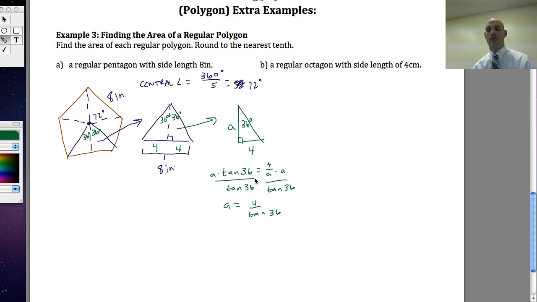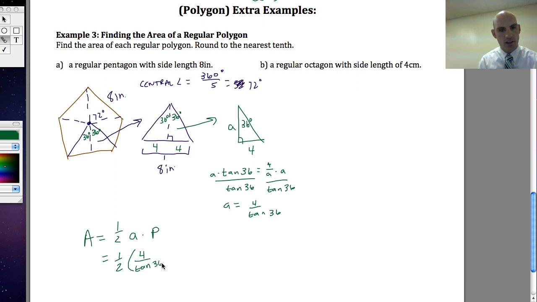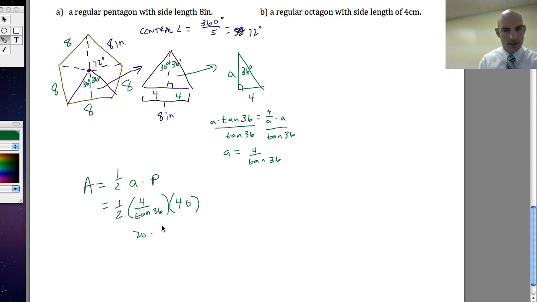I'm finding the apothem. A lot of this chapter is about this problem-solving process of finding the pieces that I need. And so if I've found the apothem, I just plug it into my equation. The area is 1/2 apothem times perimeter, equals 1/2, and the apothem is 4 divided by tangent 36 times the perimeter. Well, if this is 8, and this is 8, and this is 8, and this is 8, and this is 8, the perimeter is 40 because it's a pentagon with 5 sides at 8 inches apiece. So I have 20 times 4 over tangent 36.